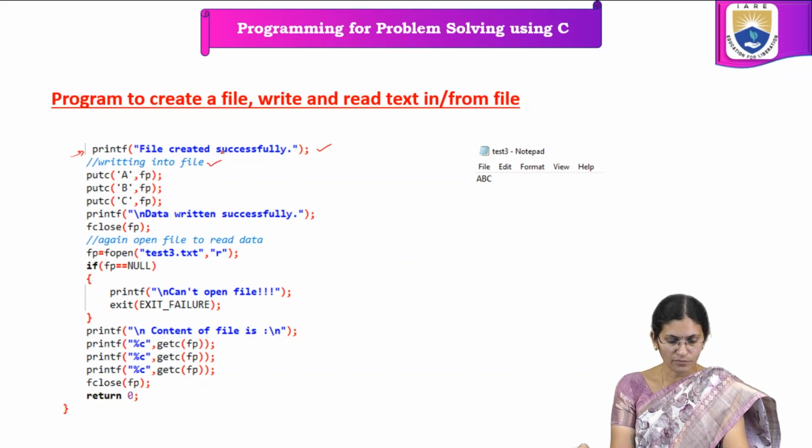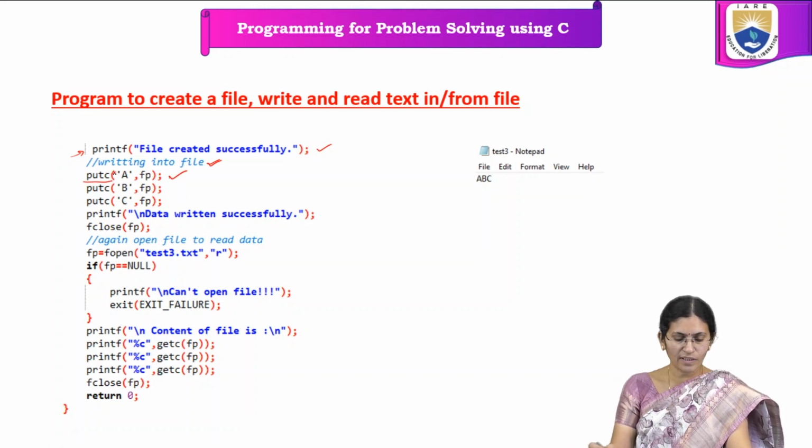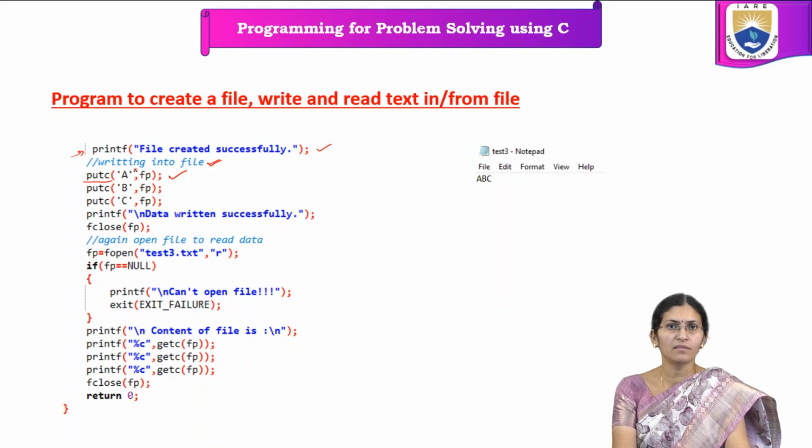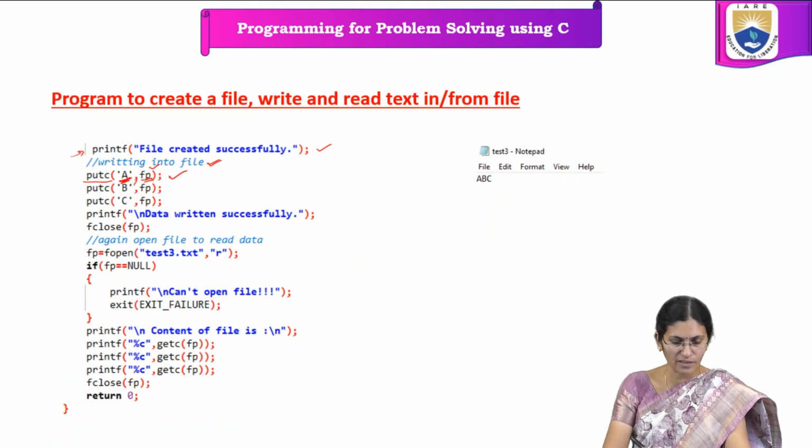And then we are writing to the file. Since we have opened the file in write mode, we can write data to the file, or insert characters to the file. In the first step, putc is a function in order to write a character to the file. It takes the parameter as, this is the character followed by a comma. After the comma you need to include the file pointer. So here we have given the file pointer name as fp.